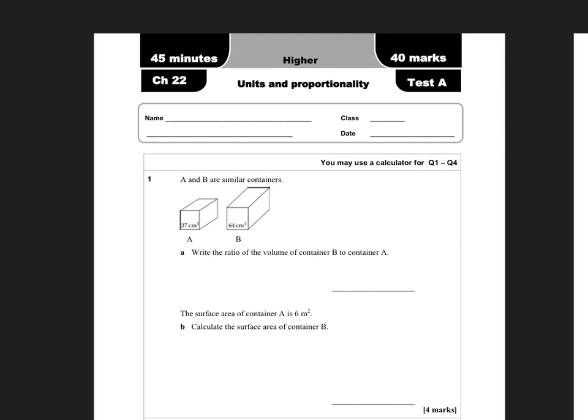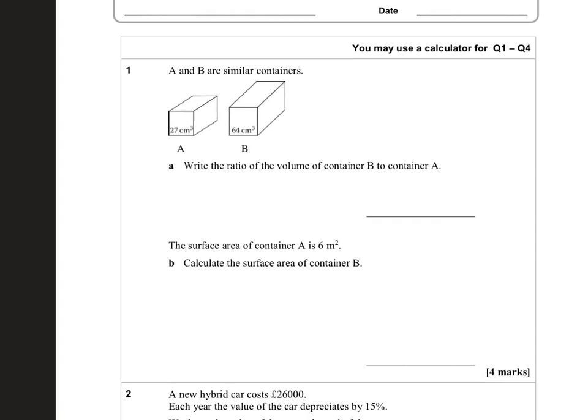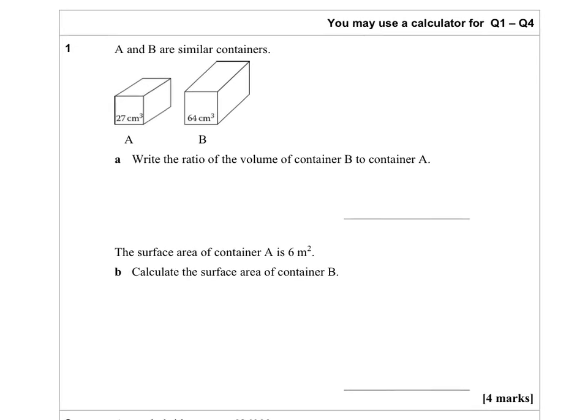Chapter 22, Test Walkthrough. Question 1. A and B are similar containers. Remember, that means that one of them is an enlargement of the other one. Okay, write the ratio of volume container B to container A. It doesn't tell you to simplify it, you just have to write the ratio of the volume.